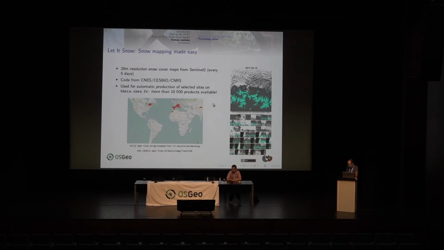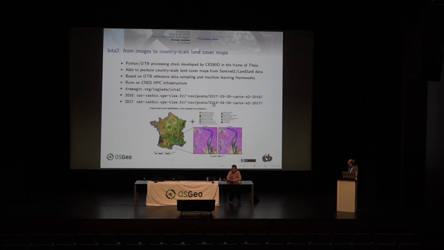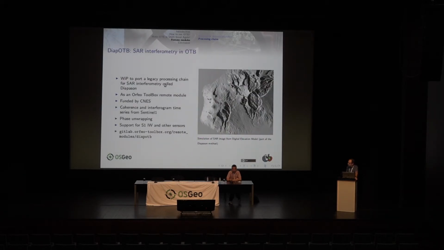Okay. We also have IOTA2, which allows you to generate country-scale land cover maps using the machine learning and sample selection framework I presented earlier. They take 1 year of Sentinel-2 data over the whole country, and they derive a 20-meter resolution land cover map. So you can see here, all done with Orfeo Toolbox on CNES HPC. And we are also working on a module to perform SAR interferometry with Sentinel-1 data. So this is also a work in progress.